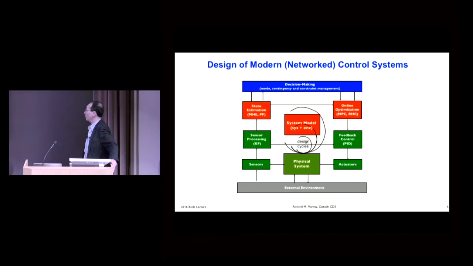And then finally, we get up to what we often call the supervisory level or the decision-making level of control. This is where you start thinking about things like mode management, contingency management. Something failed, I need to shut things down in a graceful way without harming the equipment, or some sort of constraint got hit and I need to shift which actuators I use, other sorts of things.